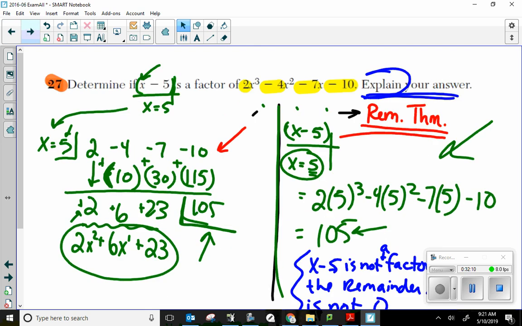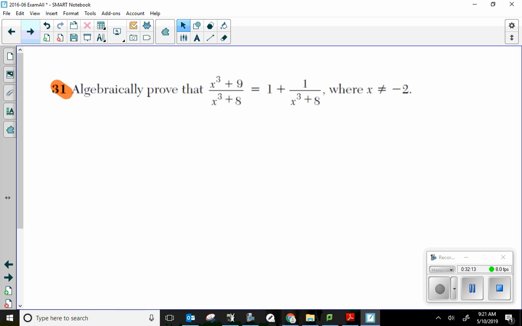Okay, so let's go to 31. This is also mega easy. Let me explain something to you. They want us to algebraically prove that x cubed plus 9 over x cubed plus 8 equals 1 plus 1 over x cubed plus 8. People start, oh, I know we can factor perfect cubes, and then what do I do with it? Stop. Let's not overcomplicate it. Let's try something simple first because it might work. I want to try and combine these two terms. I want to end up with this.